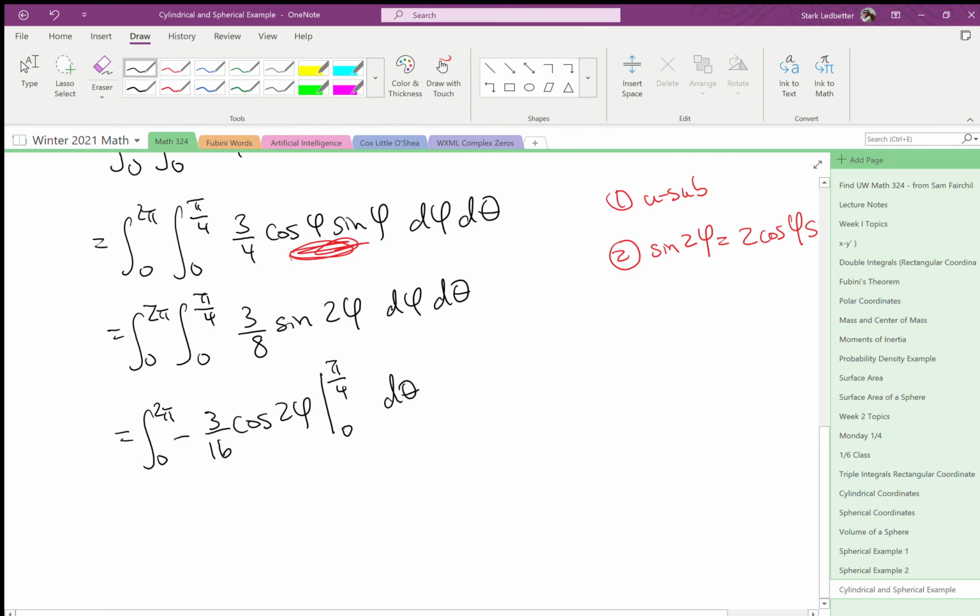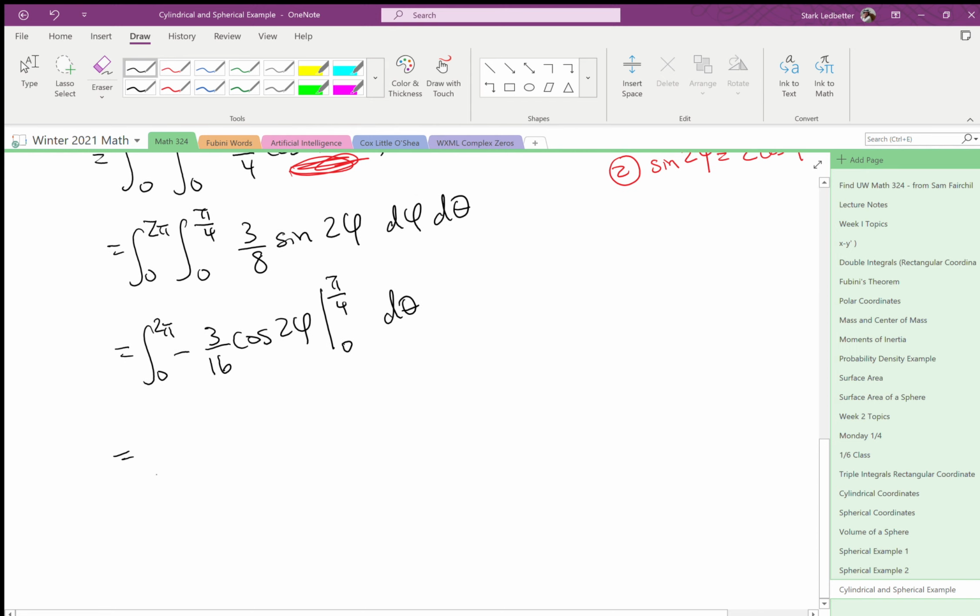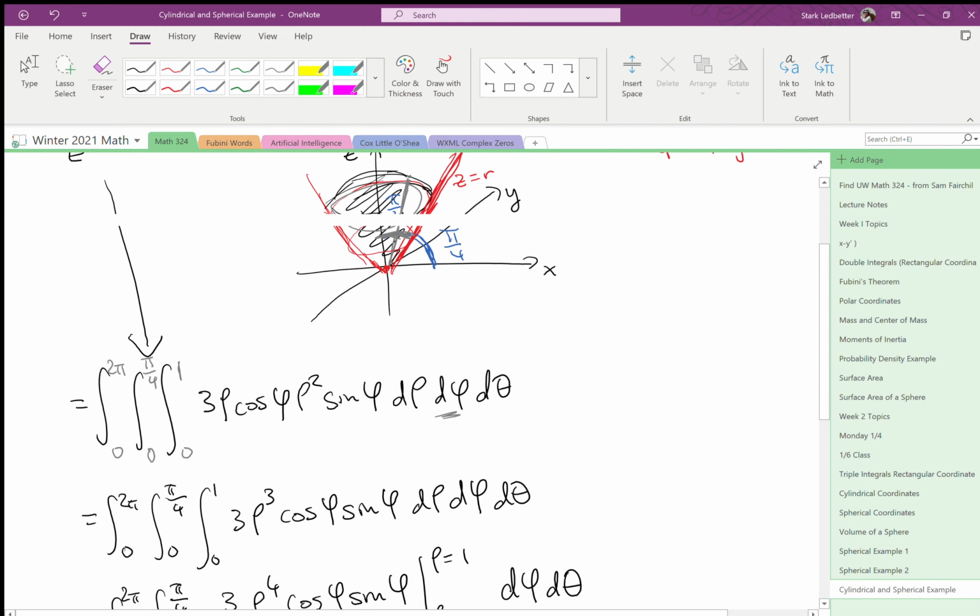I still need to integrate with respect to theta. And then the nice thing about this is I don't need to know what sine and cosine of pi over 4 is. I just need cosine of pi over 2. Maybe that's overly lazy. But cosine of pi over 2 is 0. 0 minus negative cosine 0 is 1. So I get positive 3/16 d theta. And so that's 3/16 theta, theta going from 0 to 2 pi, which is 3/8 pi. All right, so that's with spherical coordinates. I get 3/8 pi there.